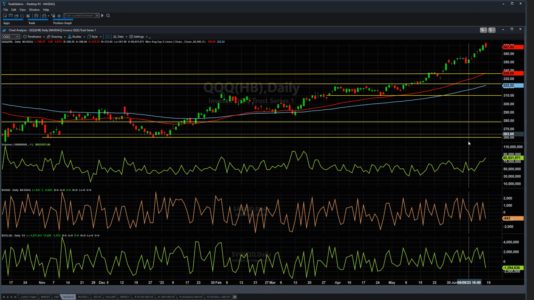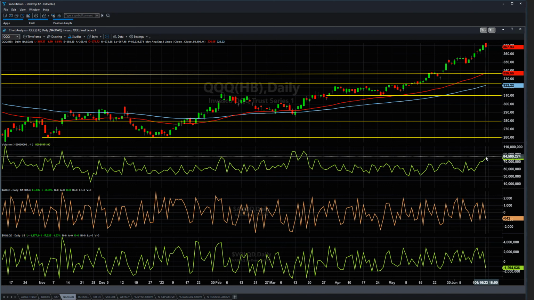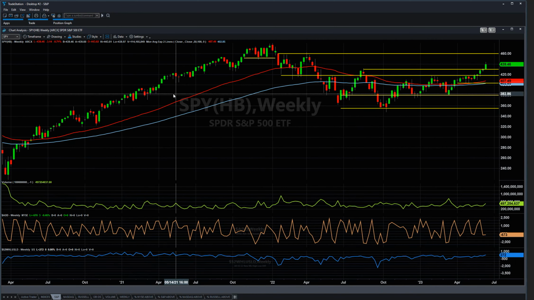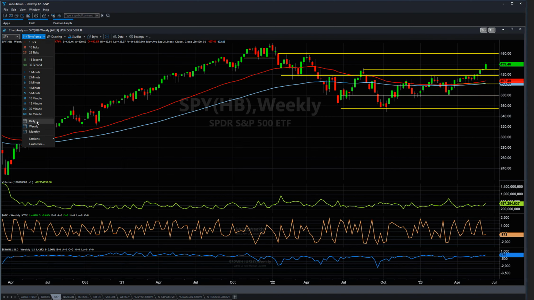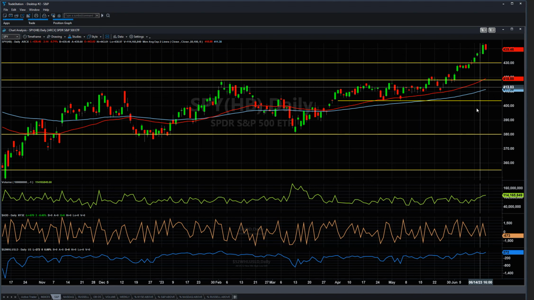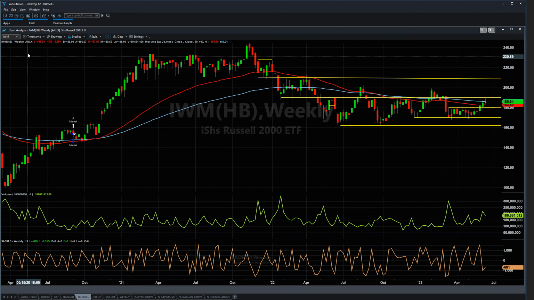You can see going into the end of the week, volume increasing pretty nicely on the NASDAQ and in the Spiders. Let me change this to a daily chart. You can see the same thing, breaking out at the 430 level, volume increasing on the breakout, breadth decreasing on the breakout.